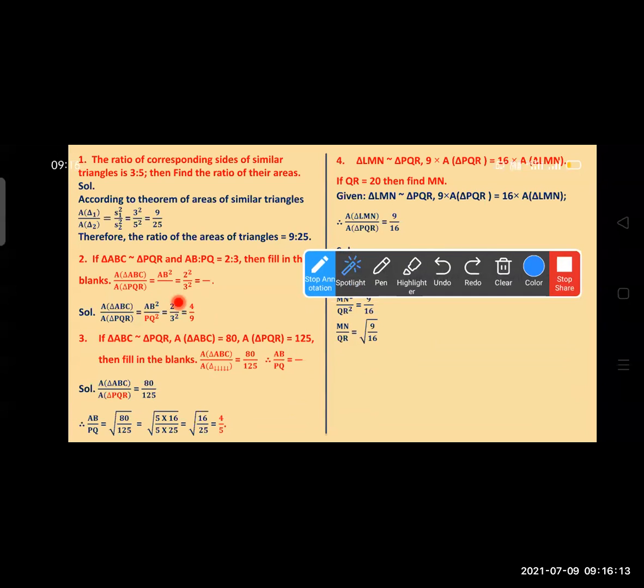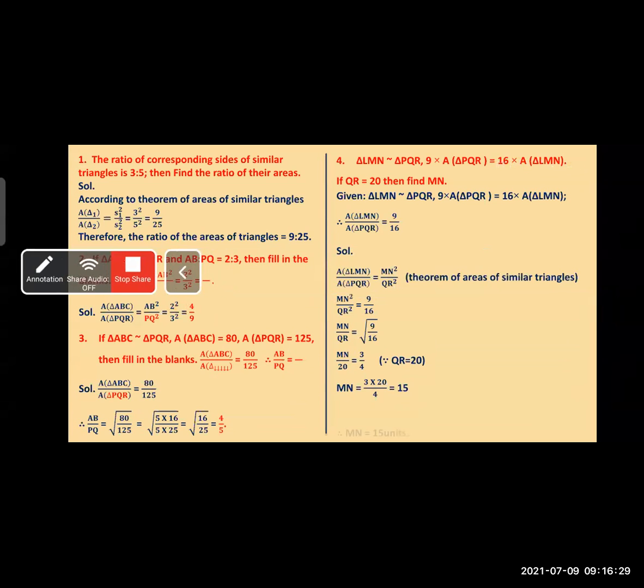Now in the third question, if triangle ABC is similar to triangle PQR, and the area of triangle ABC is equal to 80 and the area of triangle PQR is equal to 125, then fill in the blanks. In this question, two triangles are given and they are similar, and their areas are also given. The area of triangle ABC is 80 and the area of triangle PQR is 125. So you fill the blanks.